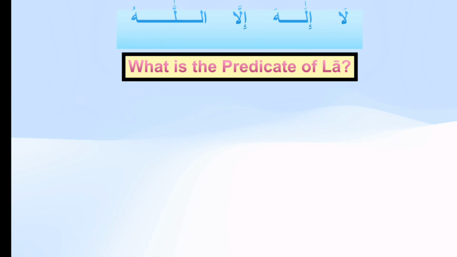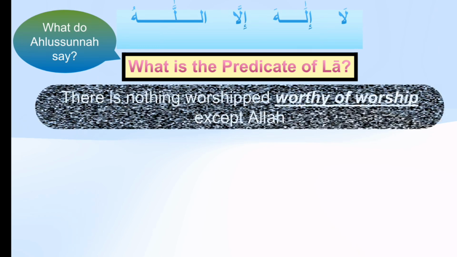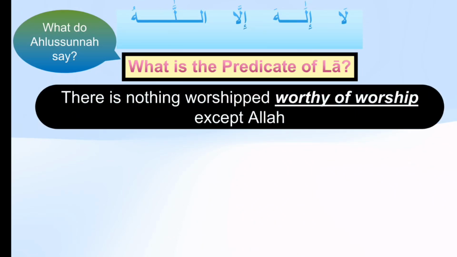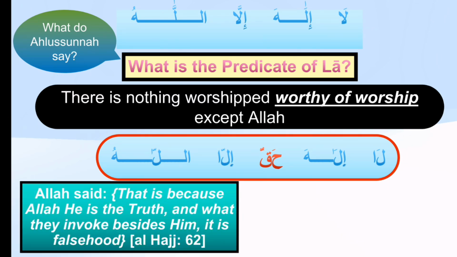So then what is the predicate of la? What do Ahl Sunnah say? So the correct meaning for la ilaha illallah, the correct meaning of the missing predicate, the missing syntactical part here, is there is nothing worthy of worship except Allah. So this is how Ahl Sunnah understood it. And so what that in Arabic means is la ilaha haqqun illallah. And this is by the meaning of the Quran itself.